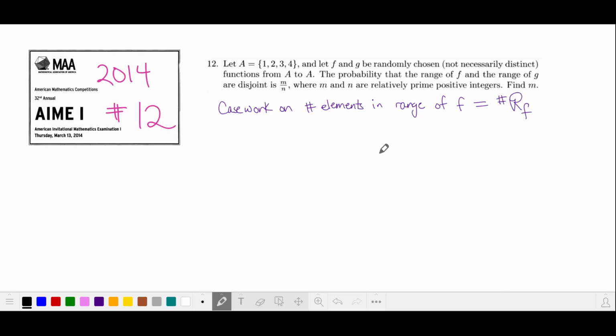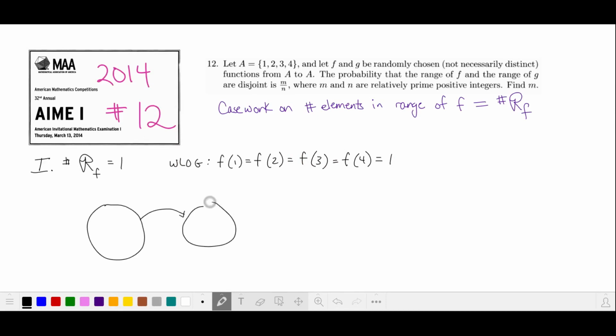We're going to do casework on the number of elements in the range of F. For case 1, we're going to say that the range of F contains one element. So for example, when we apply F to all 3 elements in its domain, they all result in the same value. This is sometimes easier to understand as a diagram.